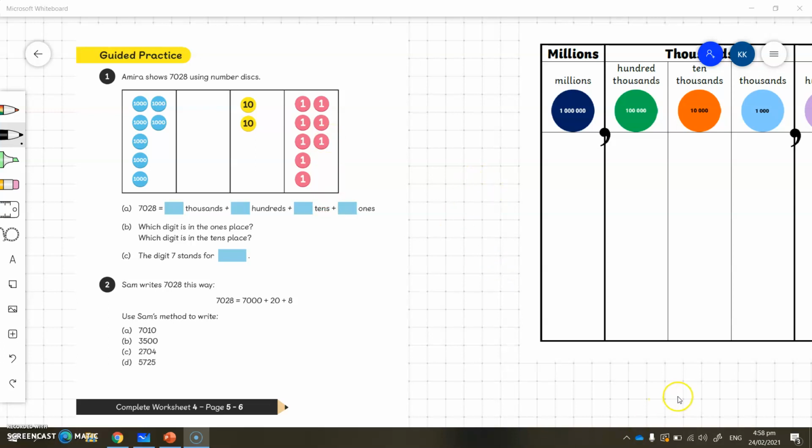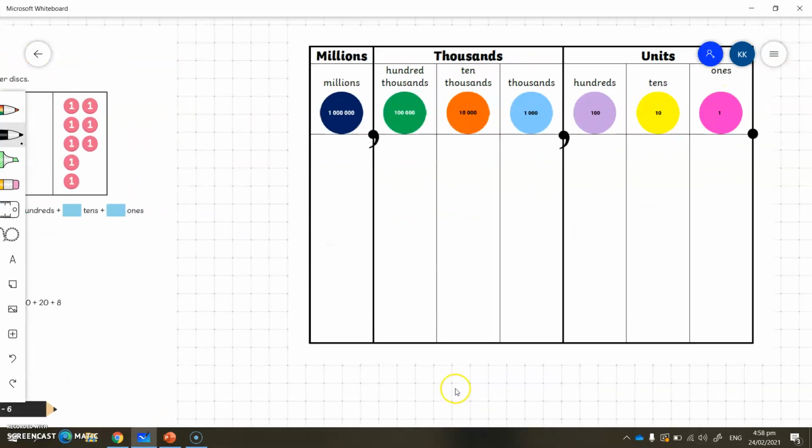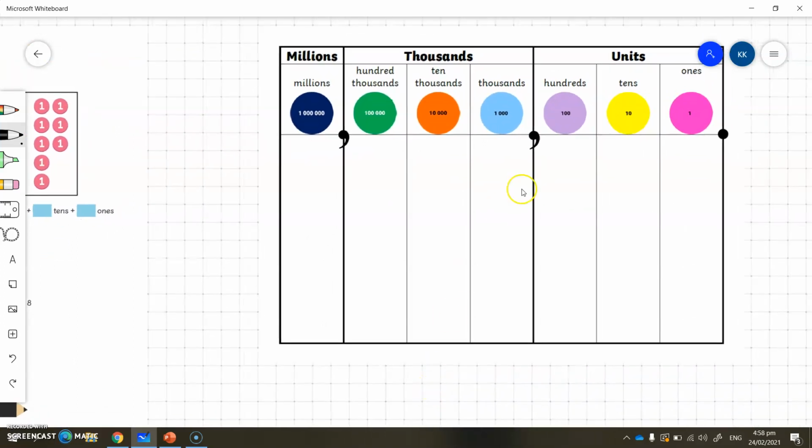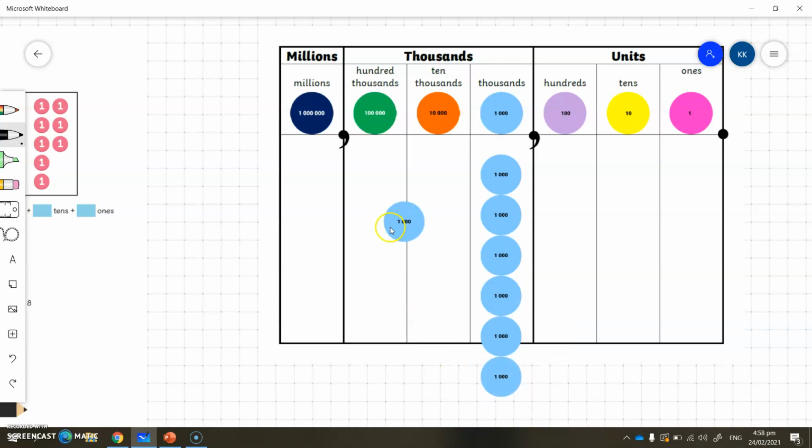We can do the same thing with our place value charts to show 7,028. We can go to the thousands place. 1, 2, 3, 4, 5, 6, 7 thousands.